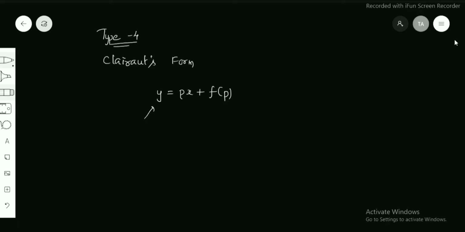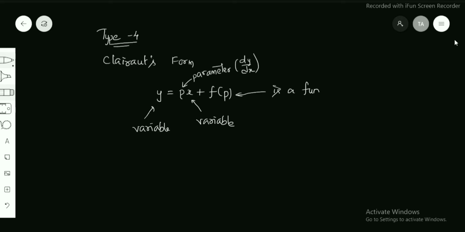y is variable, x is also a variable, p is our parameter that we write as dy by dx, and f of p is a function of p. How we are saying it is a function of p?